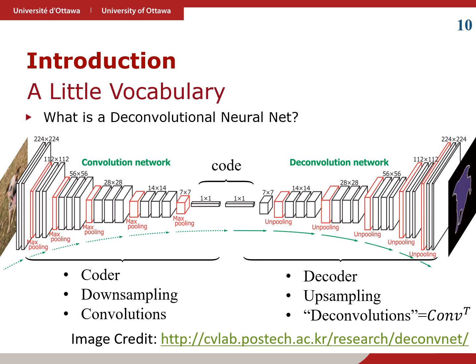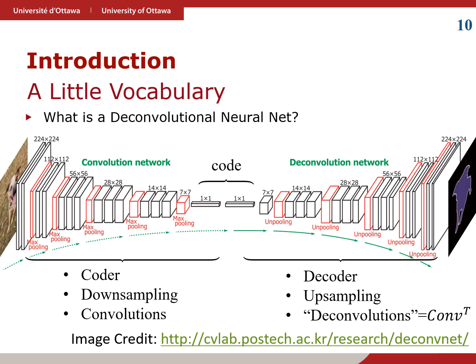So let's start with a little vocab first. So what is a deconvolutional net? So right here you have one designed for segmentation. On the left you have the coder that downsamples and encodes the signal into a latent code, or simply code. So the code is the bottleneck in the middle. The encoder has convolution layers and max pooling layers.